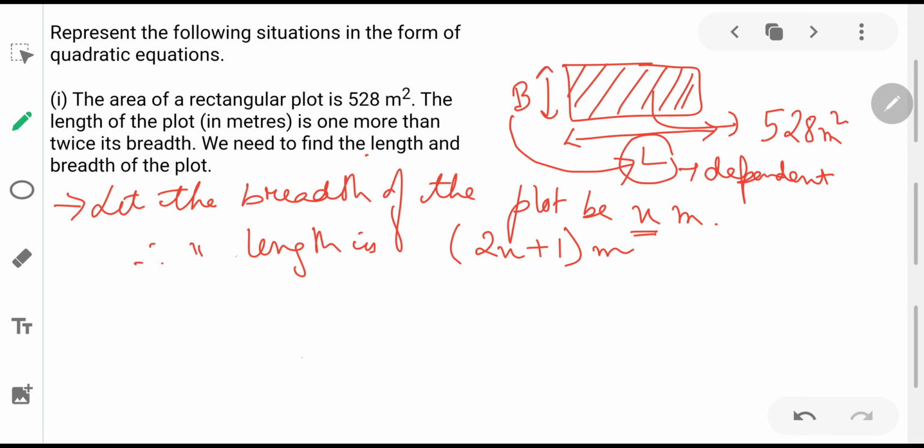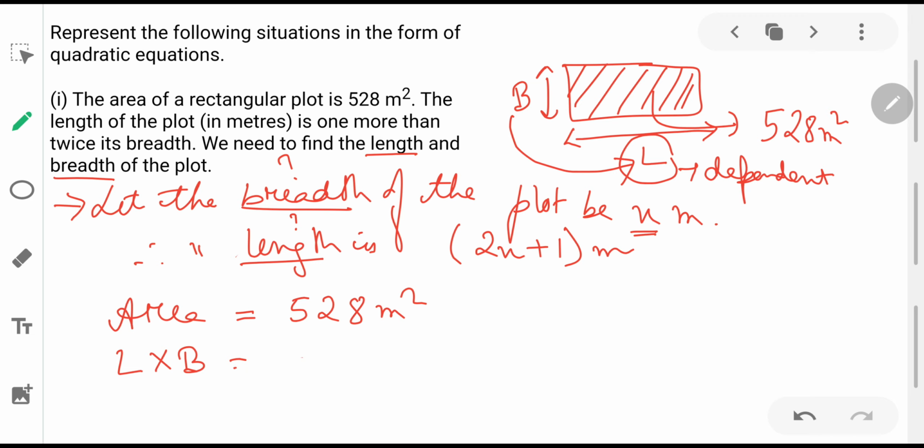We need to find out the length and breadth of the plot. Till now, what is the current situation? The current situation is that we do not know length and we do not know breadth also. We need to find out both the length and breadth of the plot. But what is given? The area of the rectangular plot is given. What is the area of a rectangle? Area of a rectangle is length into breadth. So, area is given as 528 meters square. So, area means length into breadth, so length into breadth equals to 528.